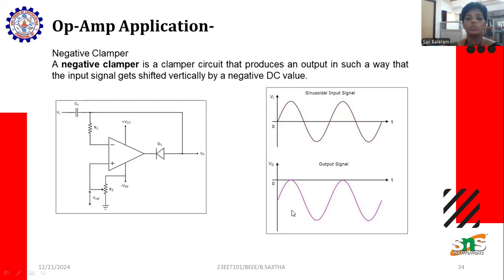So this shows the clamping circuit, which primarily indicates that from the input signal and the output signal, a DC level is introduced by adding a capacitor to the input side.